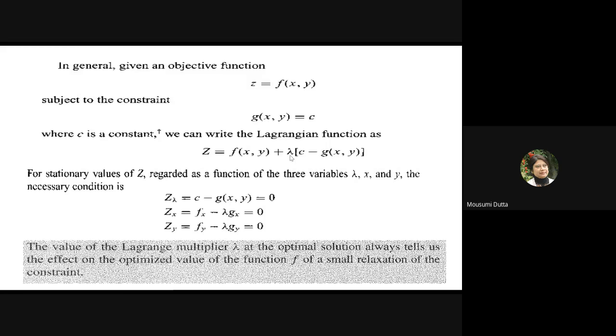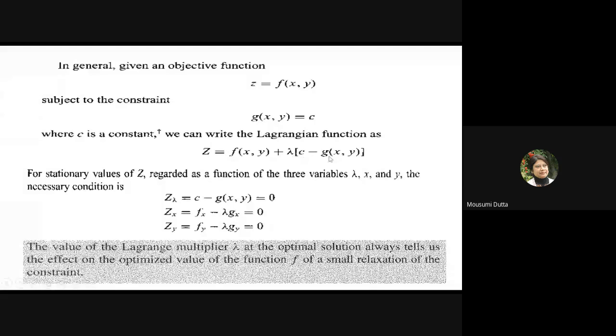He proved that algebraically, if we add the constraint with the objective function using a Lagrange multiplier, we will get all relevant results. Here, I have the original objective function f of xy, which I would like to maximize with respect to x and y. Then I am incorporating the constraint using a multiplier. After the name of Lagrange, we call it the Lagrange multiplier. So the objective function plus the Lagrange multiplier times the constraint.